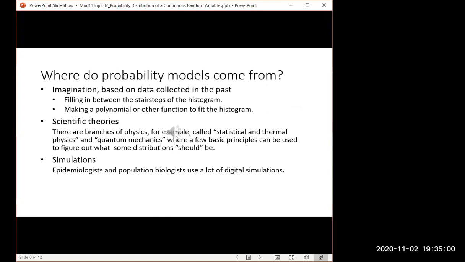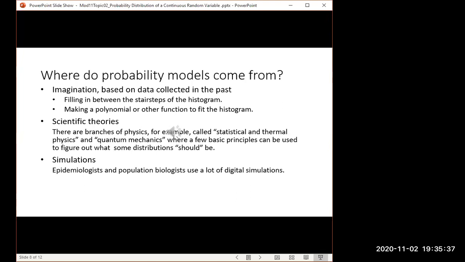Now, where do these probability models come from? It could be from your imagination, just filling in between the stair steps of the histogram, or curve-fitting methods in math to make a polynomial or another function to kind of fit the histogram. Either way, you're looking there at data that you've collected in the past and filling in what you think will happen in the future. So imagination would be one place that the models could come from.